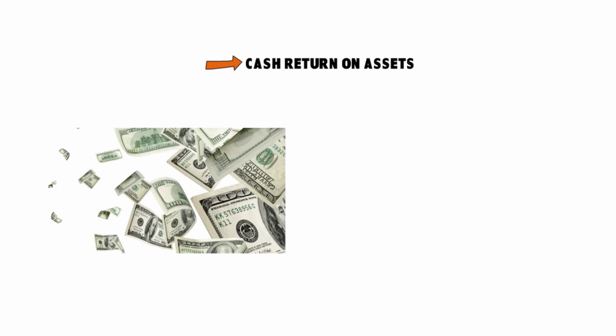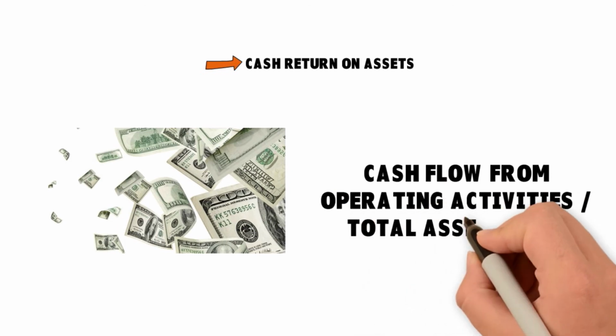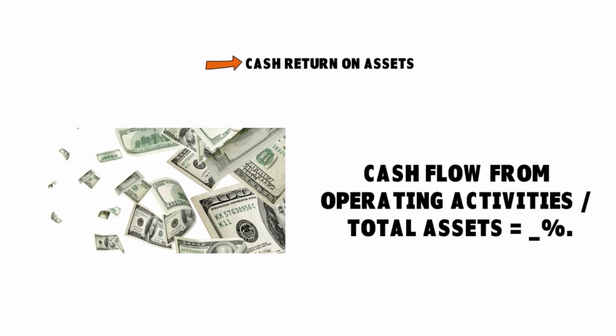For those who are not familiar with accounting, in accounting you have two rules. You have accrual basis and you have cash basis. I'm not going to get into the nitty-gritty of accrual versus cash here, but just know there are two. So cash is required for future investments. So the calculation is cash flow from operating activities divided by total assets, and you get the result as a percentage.